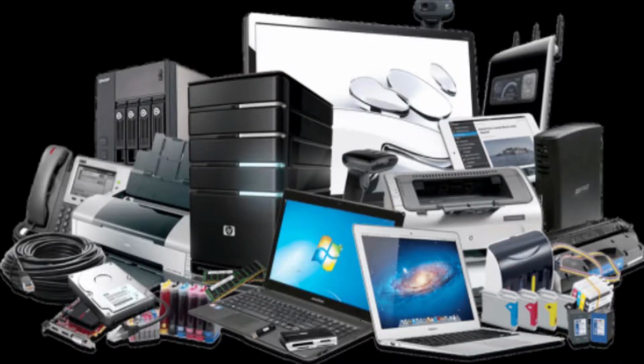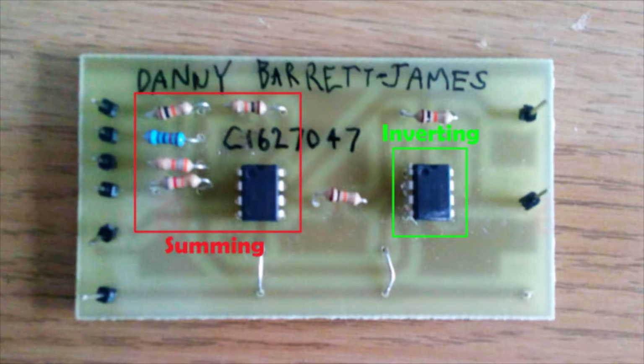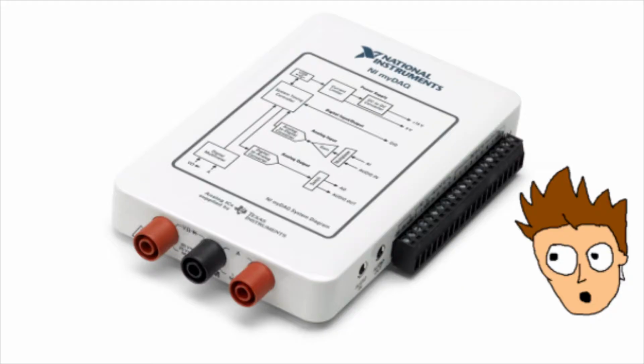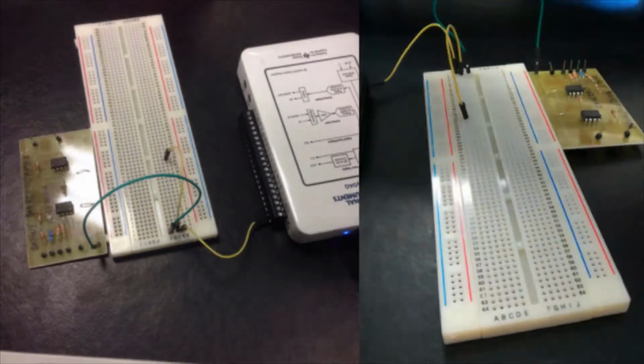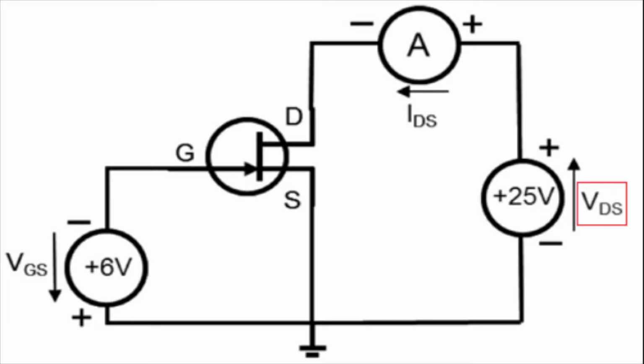The hardware that we used for this project included a MyDAQ in addition to a summing and an inverting op-amp. We then used LabVIEW to create the necessary testing code and run it on a MyDAQ. The hardware was set up as shown. By doing this, we were able to control the VDS and VGS over the transistor.